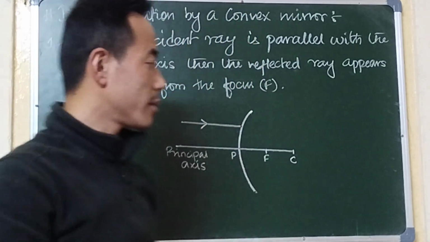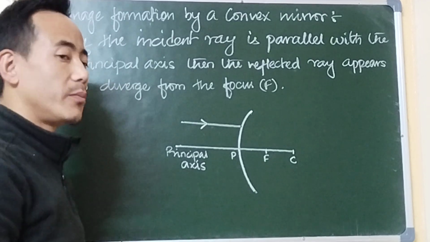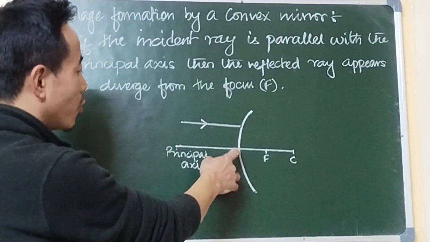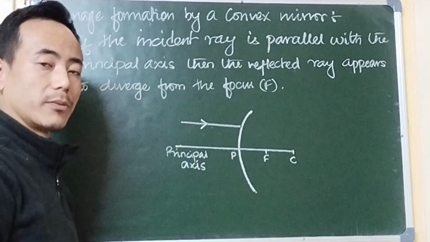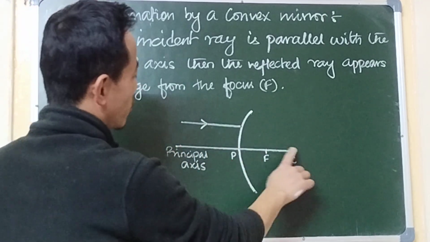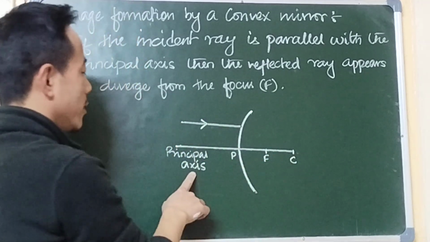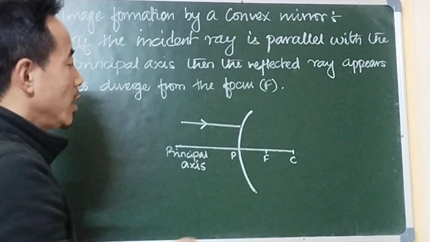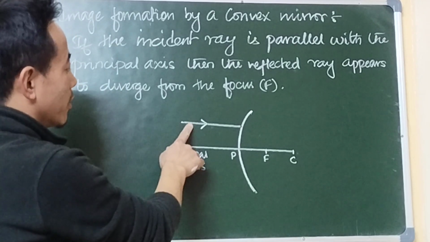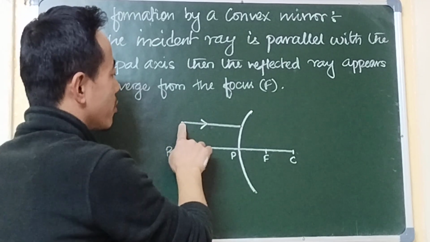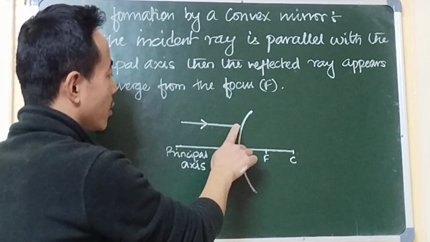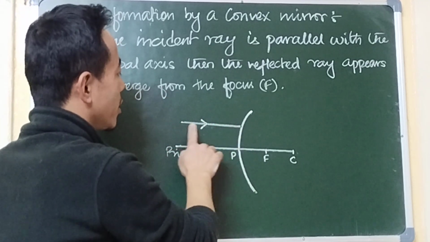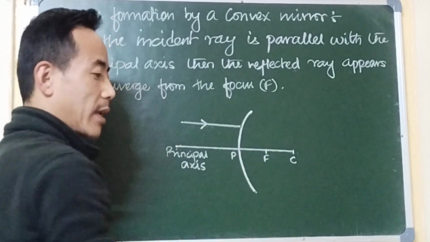You can see in this diagram, we have a convex mirror here. P is the pole of this mirror, F is the focus and C is the center of curvature. And this line which passes through the pole and center of curvature, we call the principal axis. The ray which is going towards the mirror is called the incident ray. This incident ray is parallel with our principal axis.